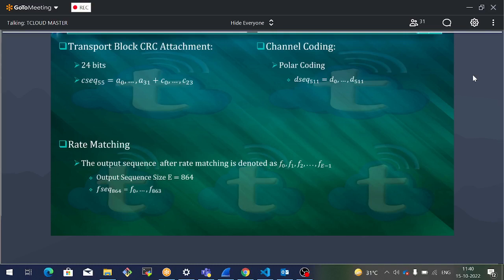So a lot of metadata you add in order to provide security for this data. Even if some of the bits are corrupted while receiving, mobile equipment would be able to easily decode the data from that. So you're doing channel coding. And then these 512 bits that are available, after rate matching, will become 864 bits. You add some padding bits there.